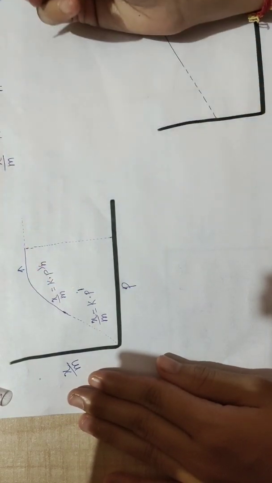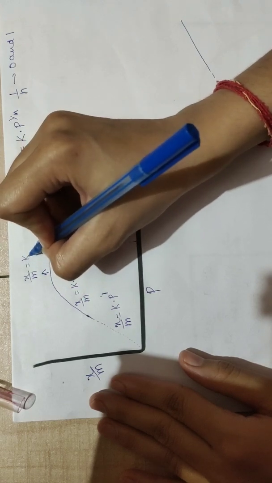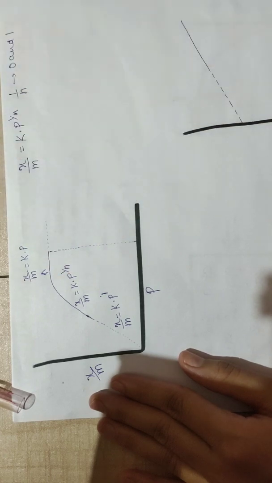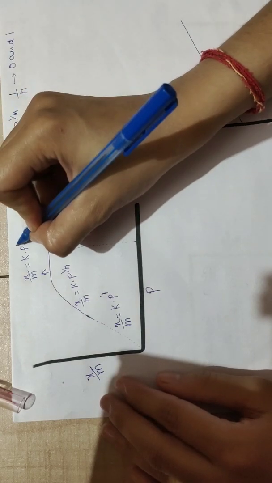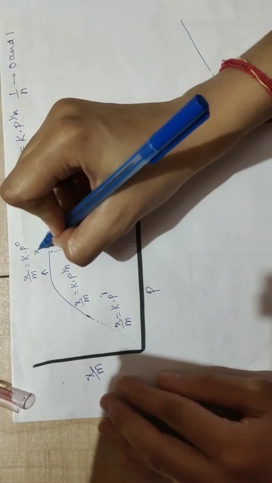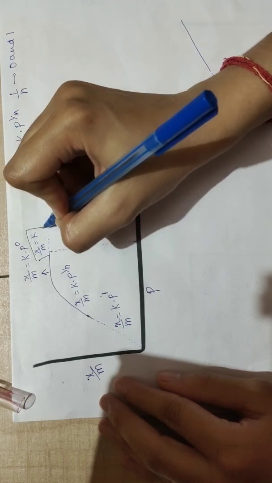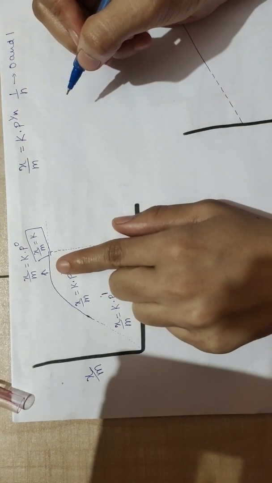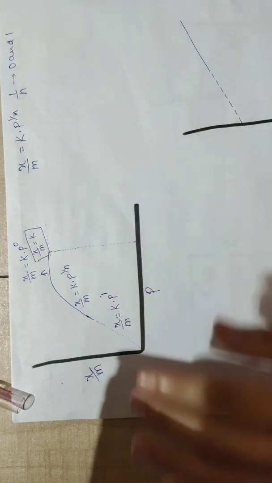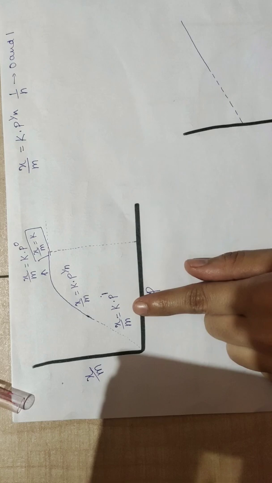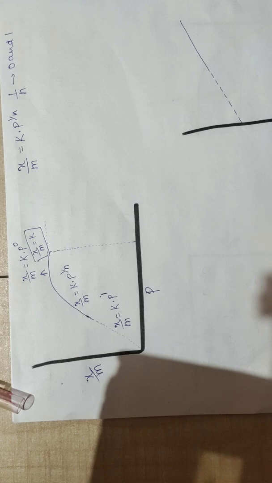For the high value of pressure, the equation becomes x upon m equal K P, and the 1 upon n value at this time will be equal to 0. So the equation becomes x upon m will be equal to just K. So at high value of P, x upon m does not depend upon pressure. But at low value of pressure, x upon m depends upon pressure value.